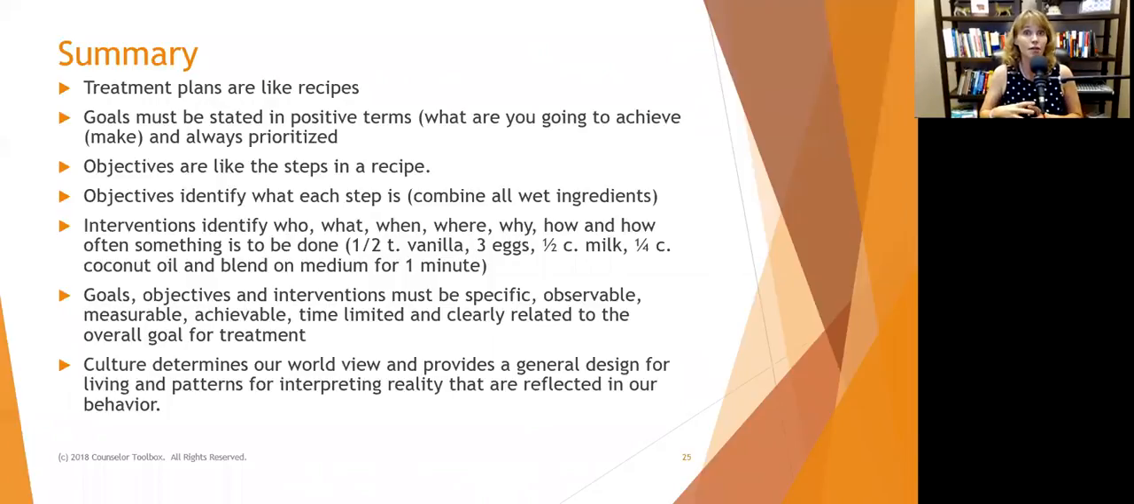And culture determines our worldview and provides a general design for our living and patterns for interpreting reality that are reflected in our behavior. So what's culturally appropriate for one culture may not be in another culture, and maybe in yet another culture. So we want to make sure that we are not judging or diagnosing or pathologizing something for someone who is in a different culture that isn't a pathology. It's culturally appropriate. So we do need to be sensitive to those things.